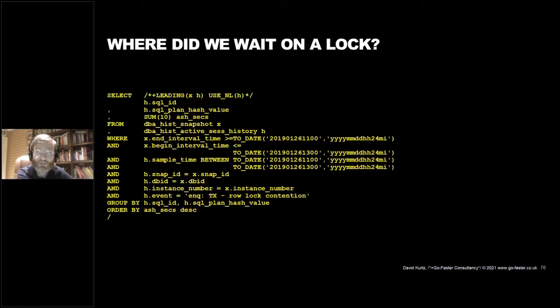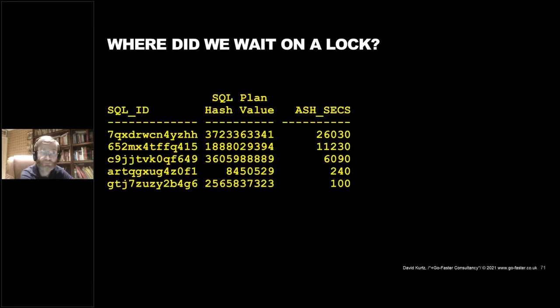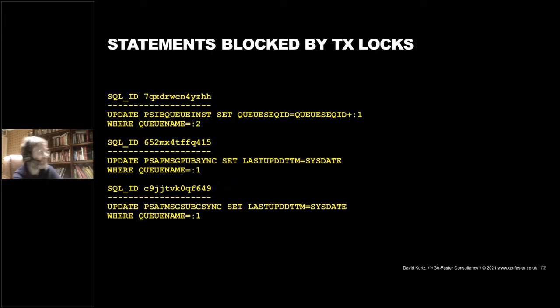Where did we wait on a lock? Pretty straightforward query. I'm going to look for event is enq: TX - row lock contention, and I'll get all of the SQL that was blocked. Great, so I've got some SQL IDs and plan hash values. I've got lots of time. Let's go and have a look. And what I get is this.